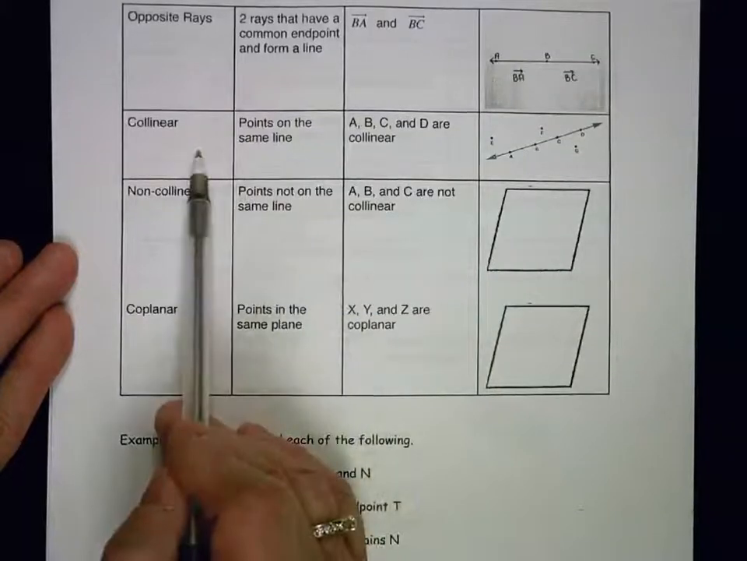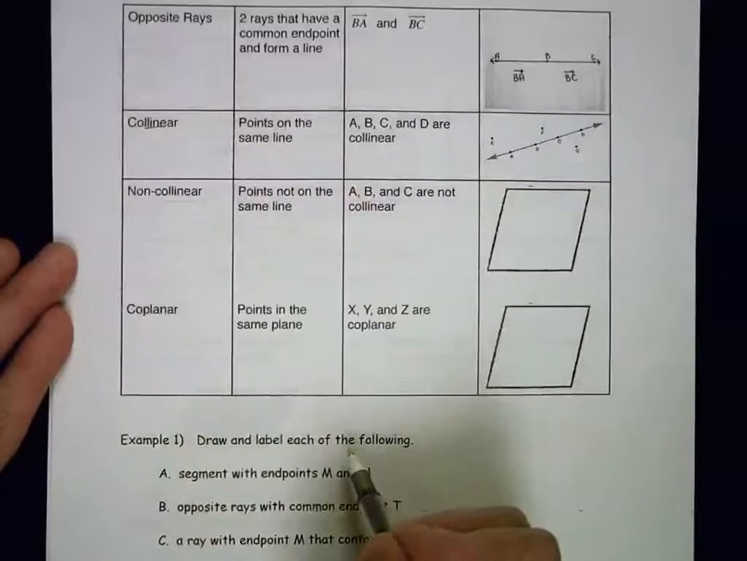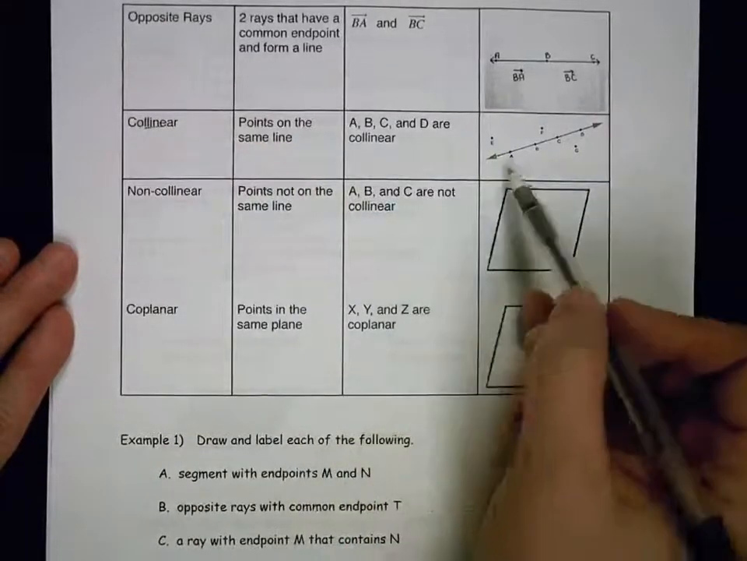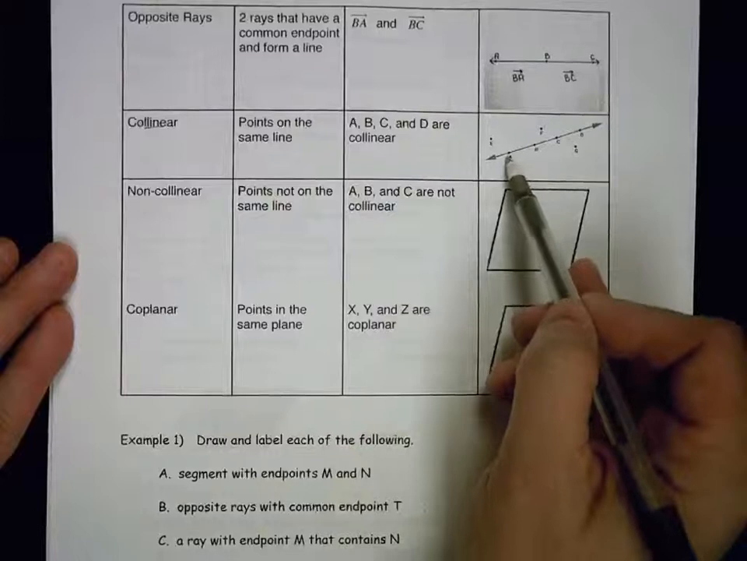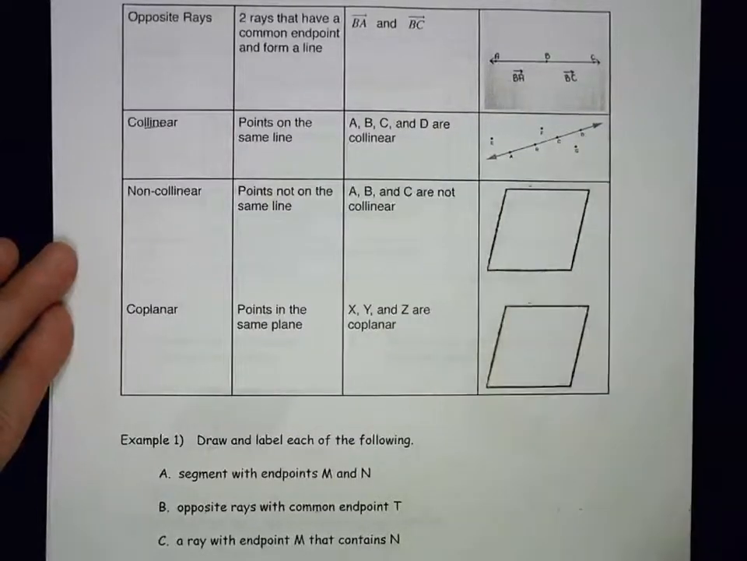Collinear, you can see the word line in there. Collinear means points that are on the same line. And here we have A, B, C, and D, which are collinear. They are all on the same line.